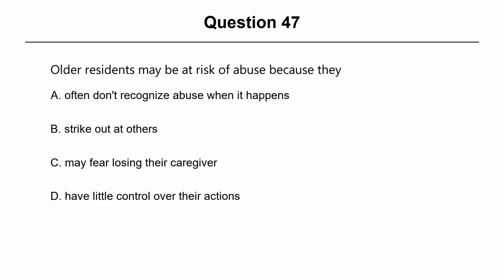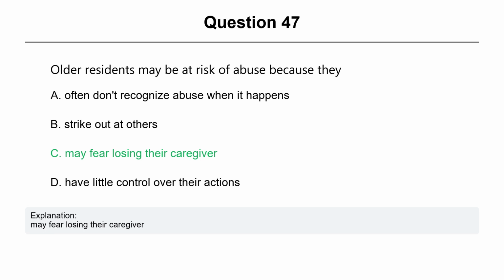Question 47. Older residents may be at risk of abuse because they option A, often don't recognize abuse when it happens, option B, strike out at others, option C, may fear losing their caregiver, option D, have little control over their actions. The correct answer is option C, may fear losing their caregiver.